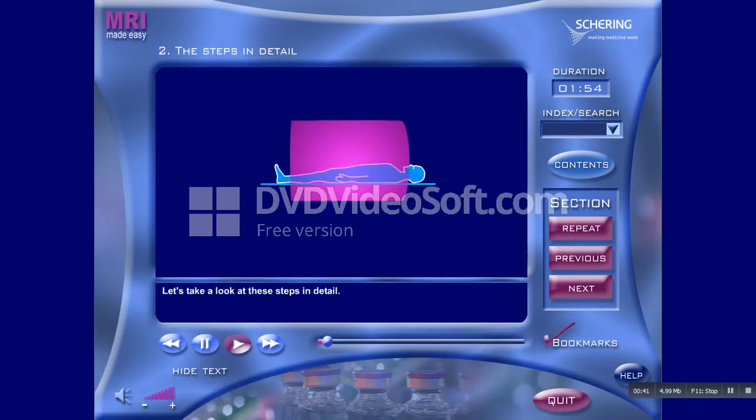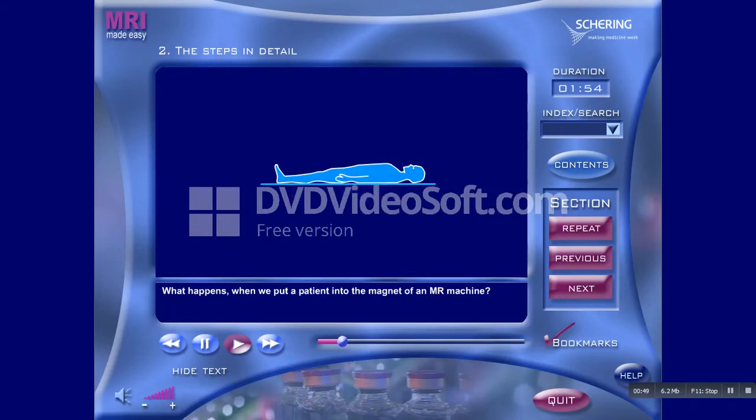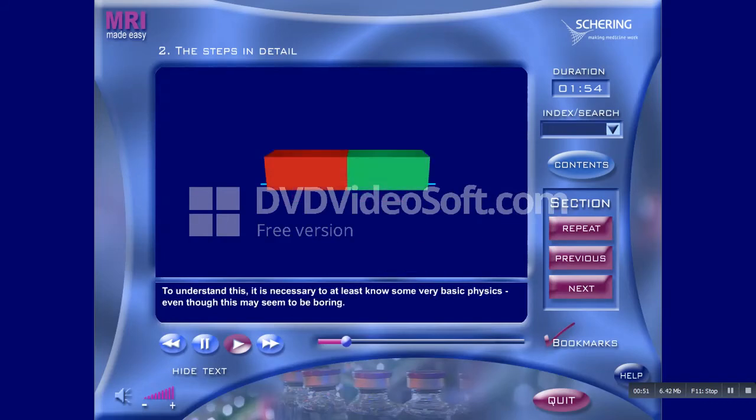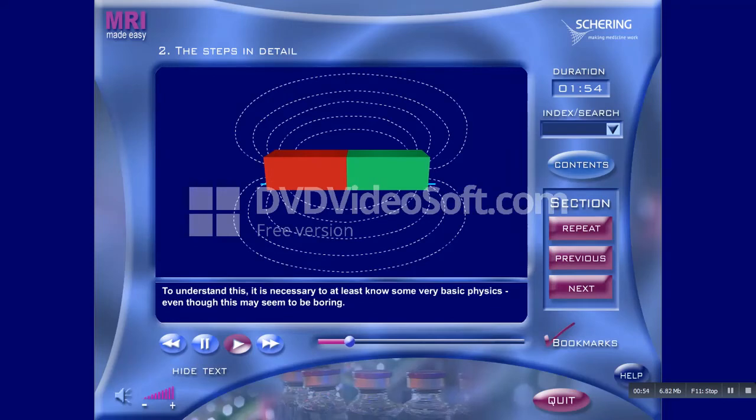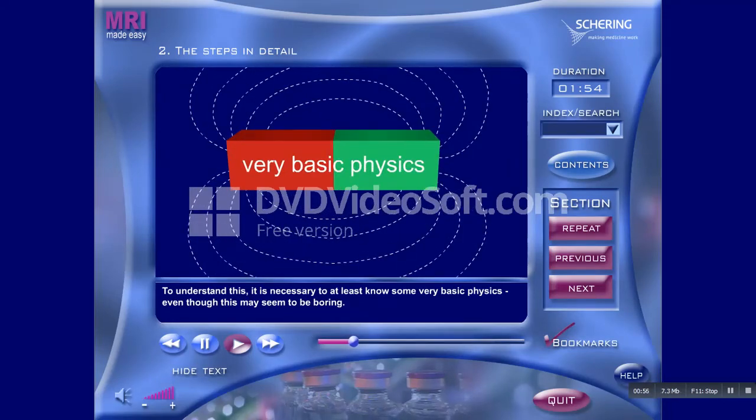Let's take a look at these steps in detail. What happens when we put a patient into the magnet of an MR machine? To understand this, it is necessary to at least know some very basic physics, even though this may seem to be boring.